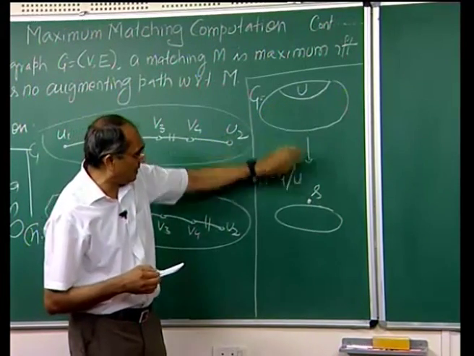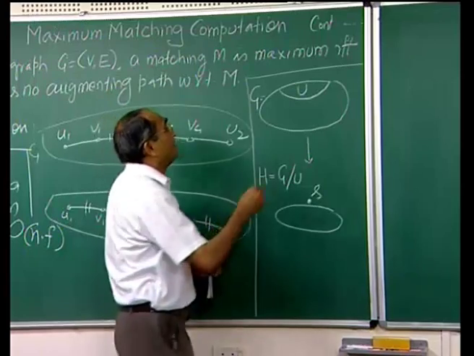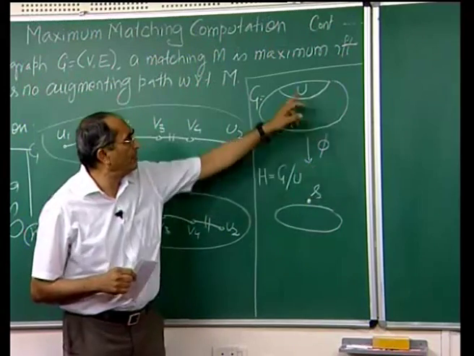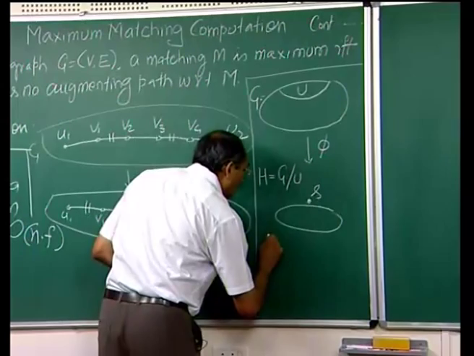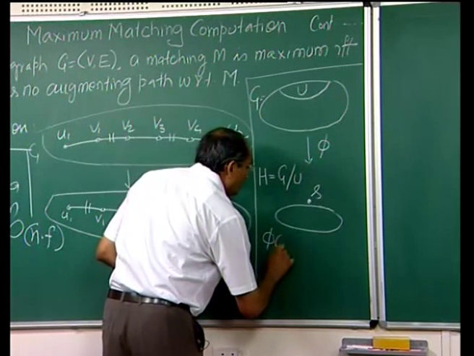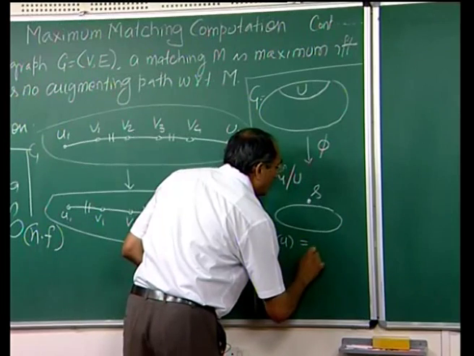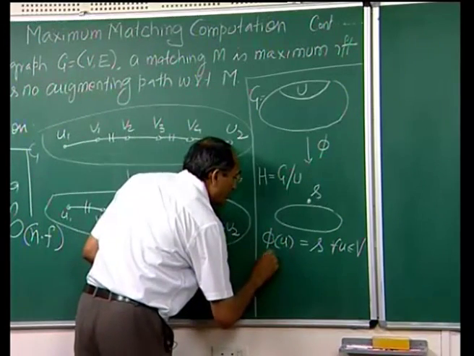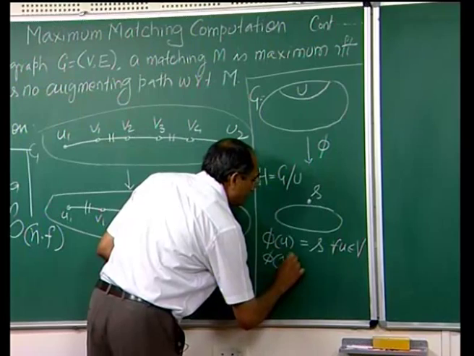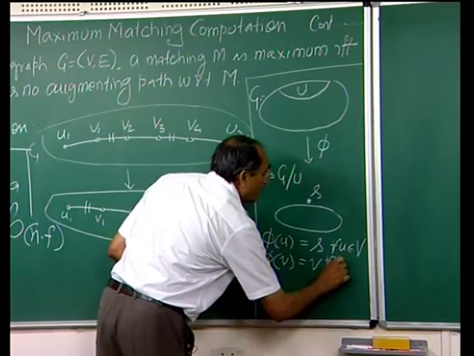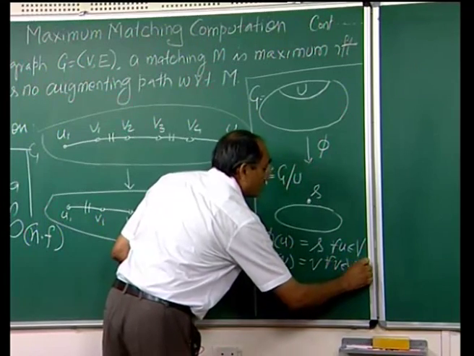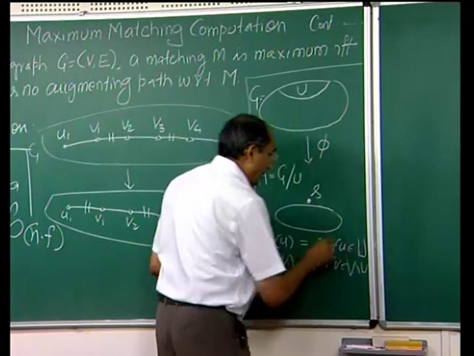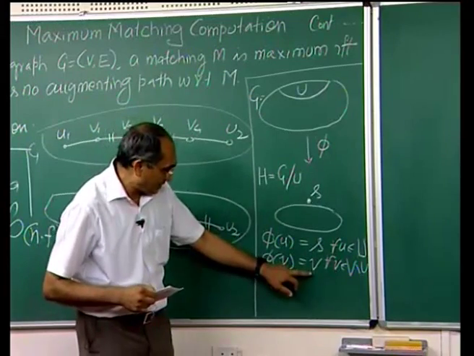and do not modify these vertices and the edges. So, for symbolic simplicity, let me just denote that this is a map, phi. How does that map the vertices? Any u in capital U maps to S, any v maps to v for all v in V minus U. Okay, I made a mistake. This is capital U. Any unmatched vertex goes to S, any matched vertex goes to itself.